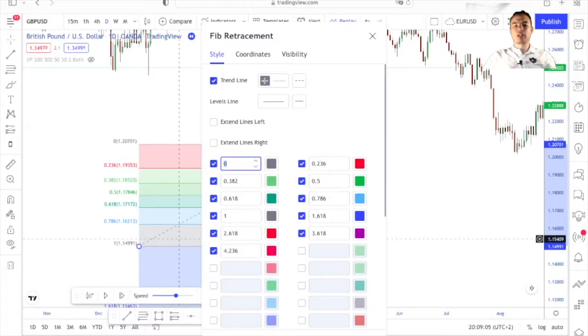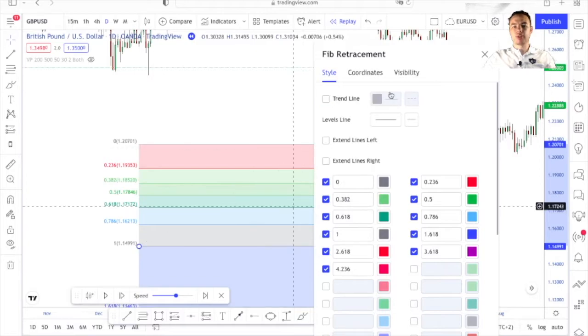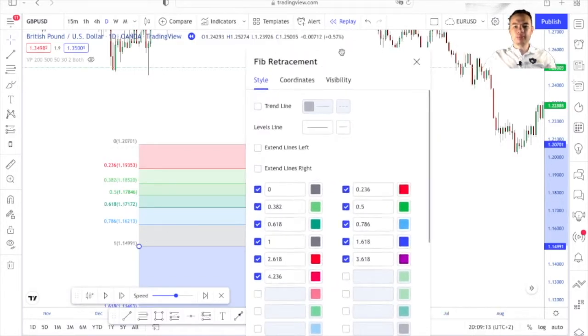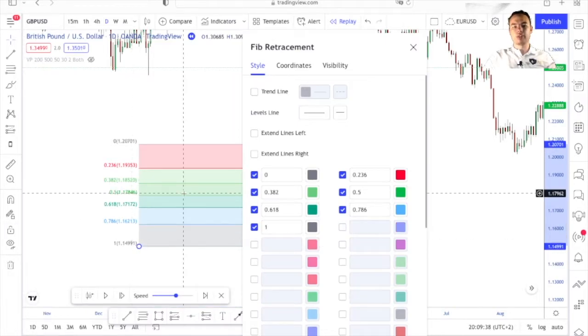I don't want the trend line, that's this gray dashed line. I don't want that, so I'm going to take that off. Then, I don't use the 4.236. This is a standard one that I'm going to show you. It's not the one that I personally use, but certain levels are what I use, and then there are extra levels that I add on. But for general use, it's going to be fine. You take these off, take that off.